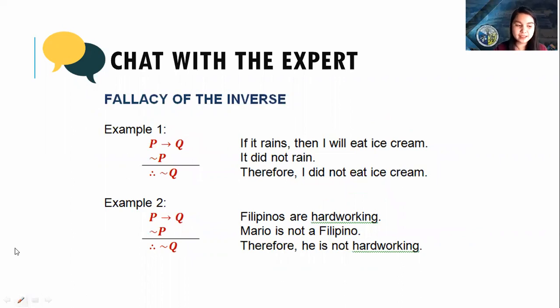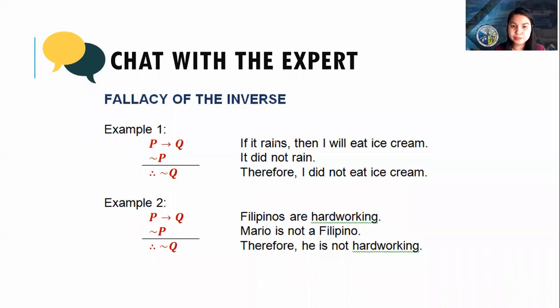Next one, fallacy of the inverse. What's the inverse again? If this is a conditional, the inverse will be negation of both. Yes, Marian, you raised your hand. If you have questions, feel free to raise your hand, okay? Now, let's continue. The inverse is the negation of both.